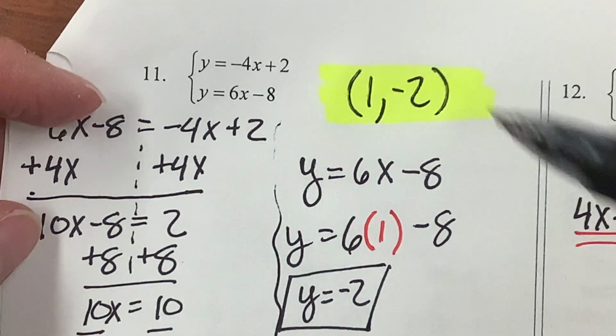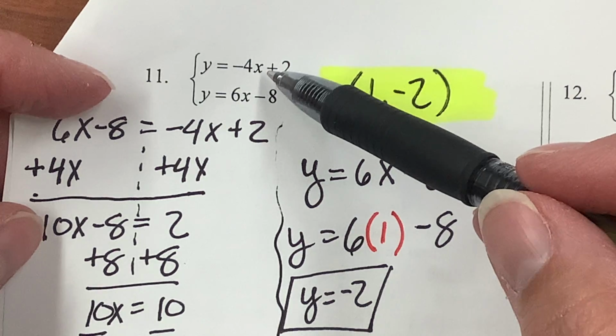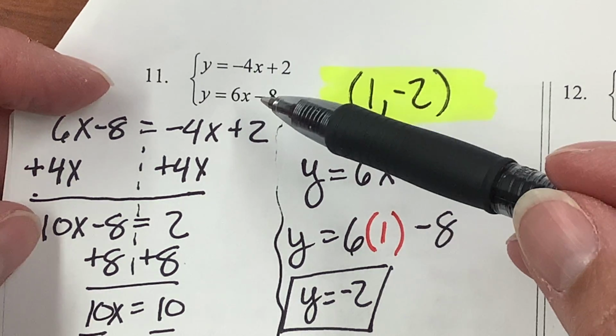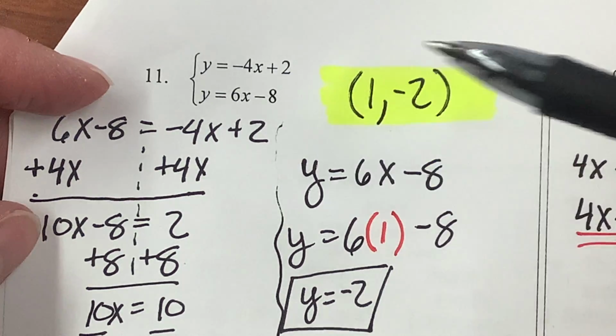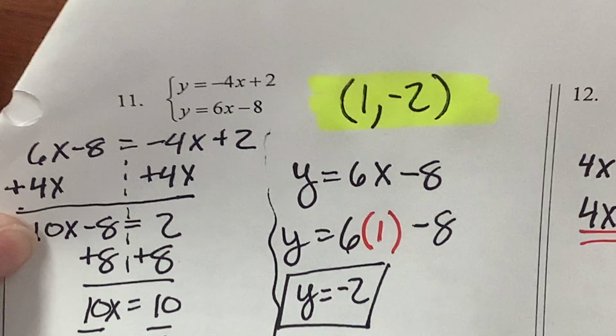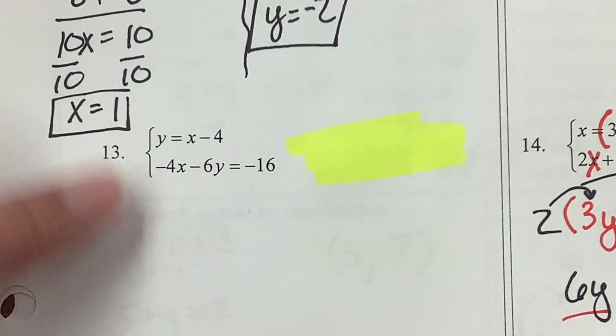All right, now check it. Negative 4 times 1 is negative 4 plus 2, negative 2. Good. Negative 2 equals 6 minus 8. Yep, that's negative 2. Both of those numbers check in both of those equations. That's how you know it's a solution. Oh, good.